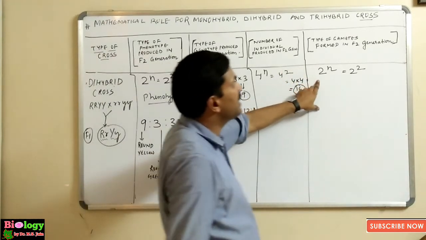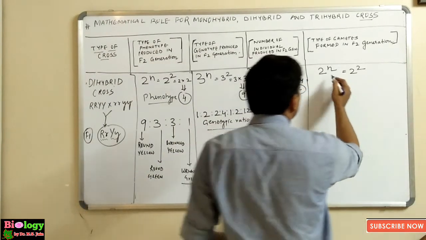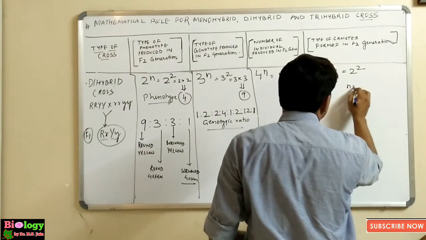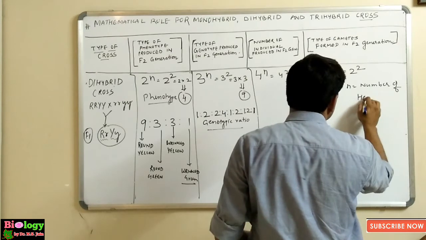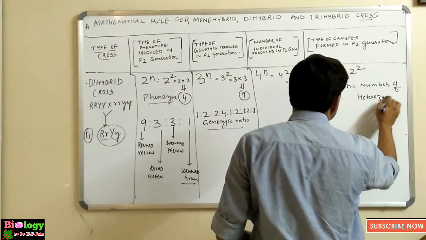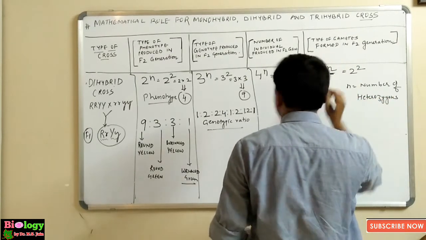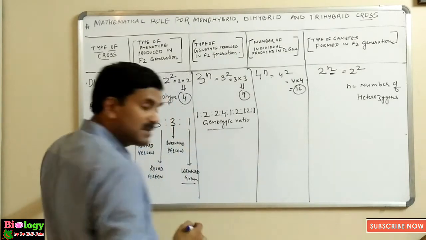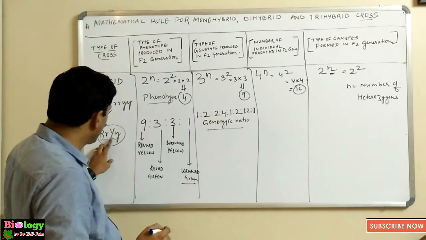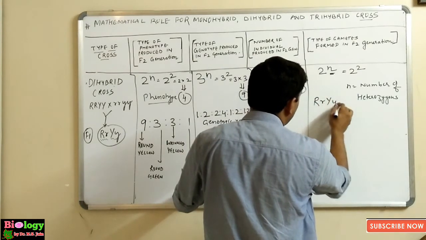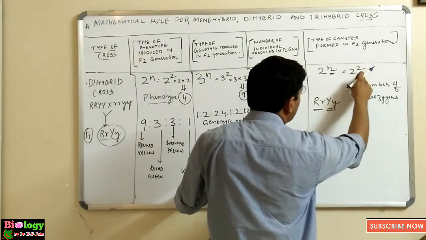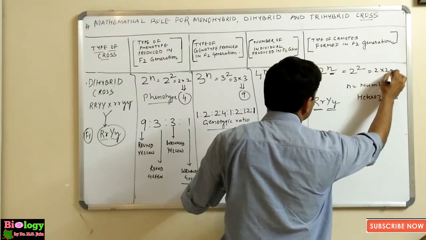Now calculating the number of gametes in the F2 generation, we know very well what N is. N is the number of heterozygotes. So we know that here how many types of heterozygotes are there? See the genotype, capital R, small r, capital Y, small y. So this is the genotype, capital R, small r, capital Y, small y. So 2 genotypes are there. So I have kept the power 2. So 2 into 2 is equal to what?